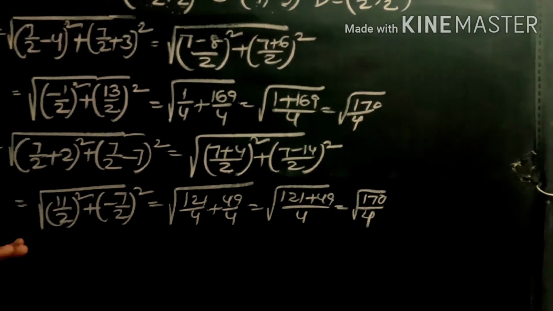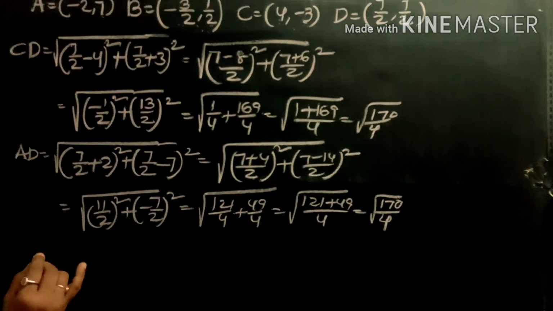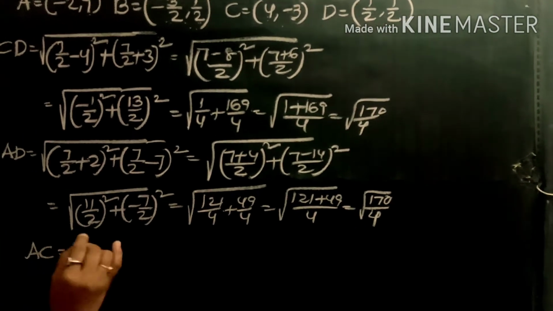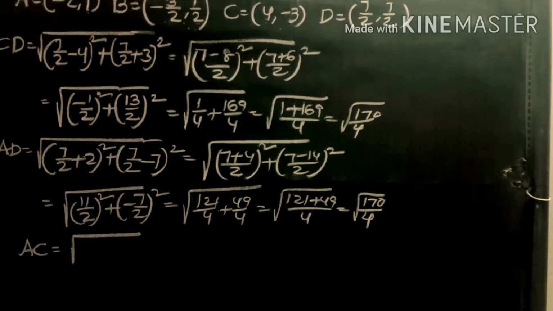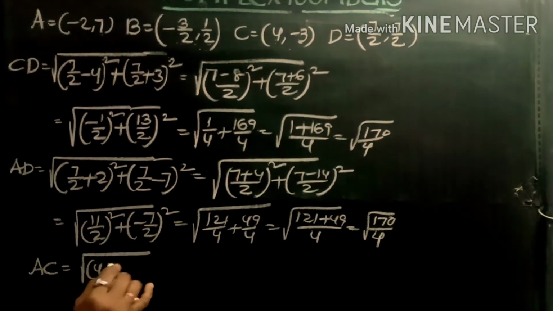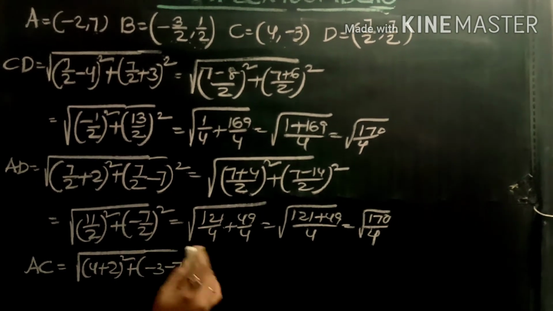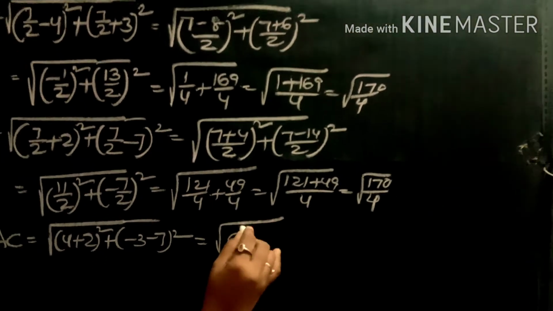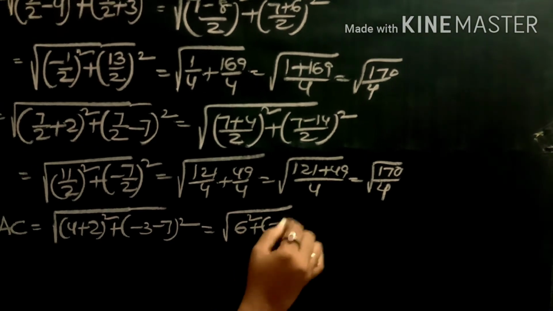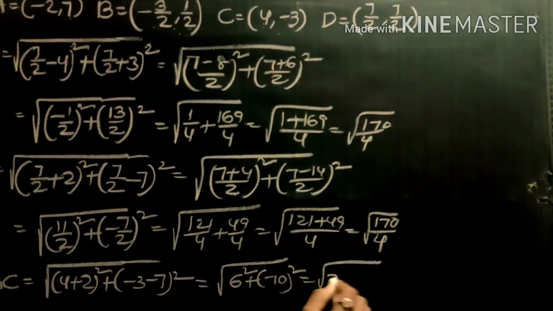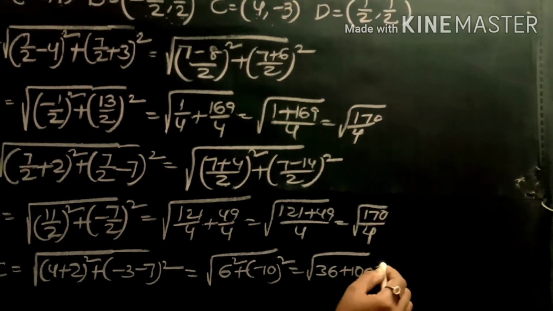Now these are the side values. Now we are finding the diagonal values. First diagonal AC is the distance between the points A and C, that is (4 minus (-2)), 4 plus 2 whole square, plus (-3 minus 7) whole square. This is equal to 6 square plus (-10) whole square, that is 36 plus 100, equal to root 136.